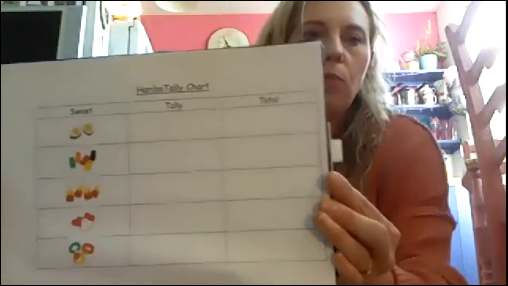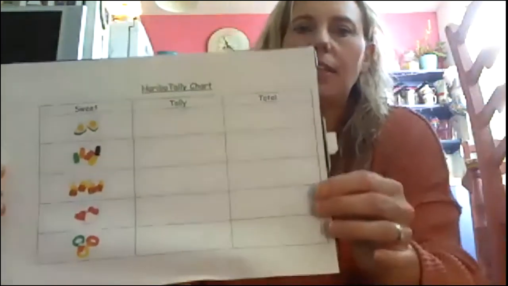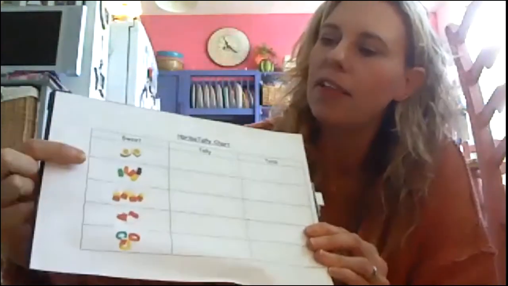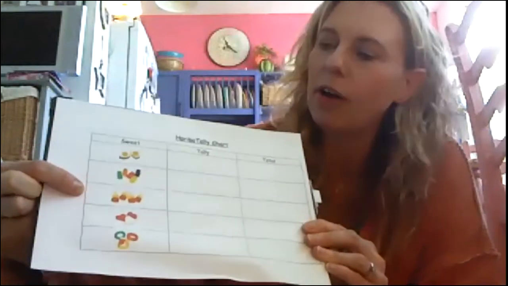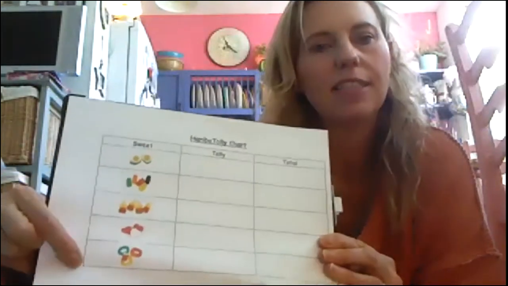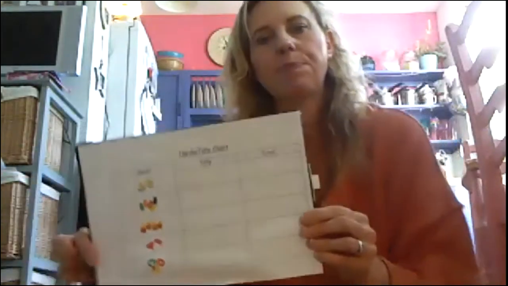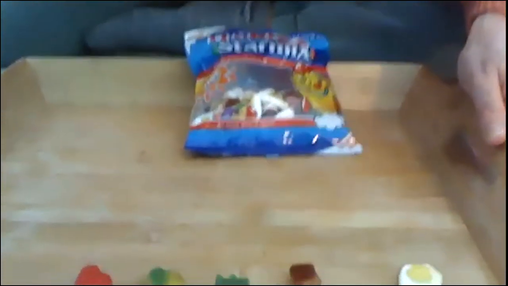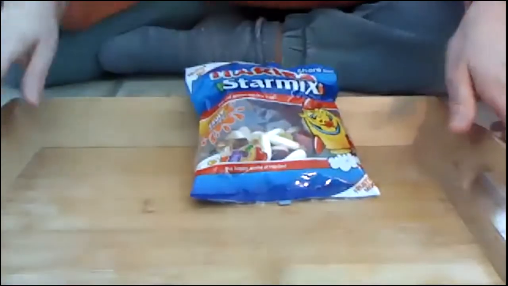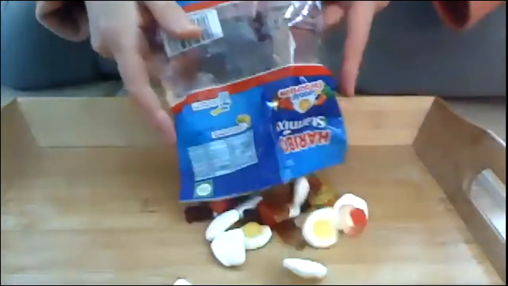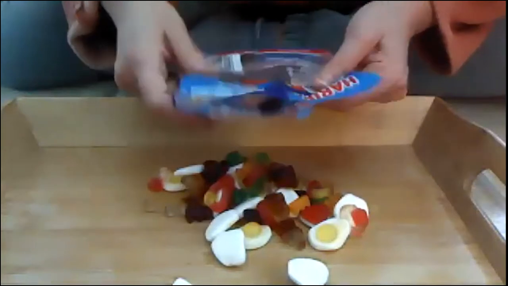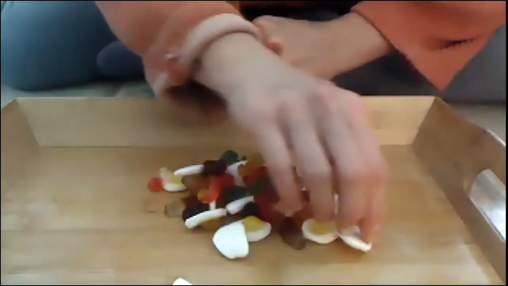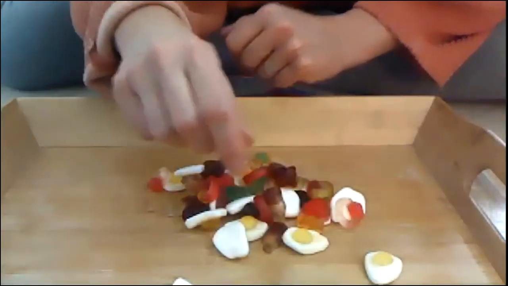And I've got a tally chart here that I've made, which has got the different kinds of sweets on. So you can see it's got the fried eggs at the top, and it's got the teddy bears, the cola bottles, and the hearts and the giant wings. So let me show you what we're going to do. I'm going to tip out my sweets into my tray and move the camera so you can see my sweeties there. Okay, I've tipped out all my sweets and I'm going to sort them first of all into the different kinds.